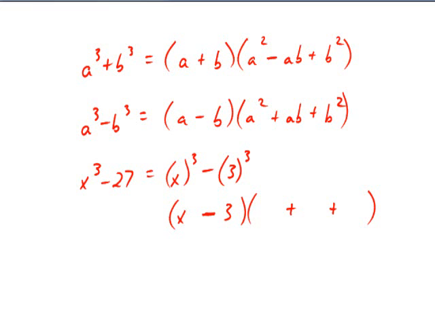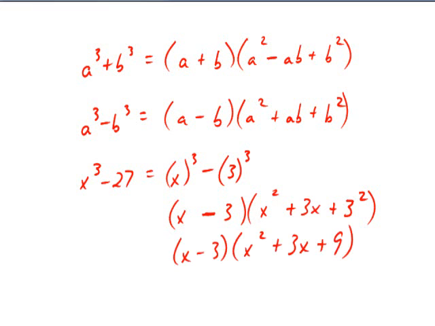The first term in the trinomial will be the value in parentheses squared, x squared, and the last term will be the value in parentheses at the end squared, 3 squared. The middle term will come from the values in the parentheses, 3x. Simplifying a little more, here is the factored form for x cubed minus 27.